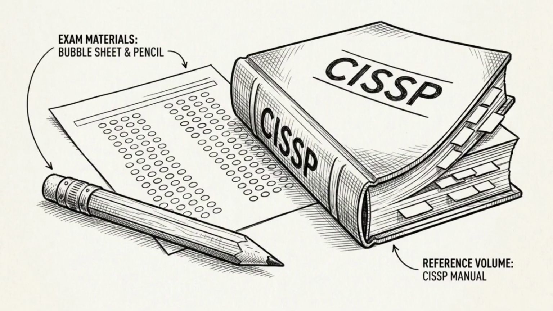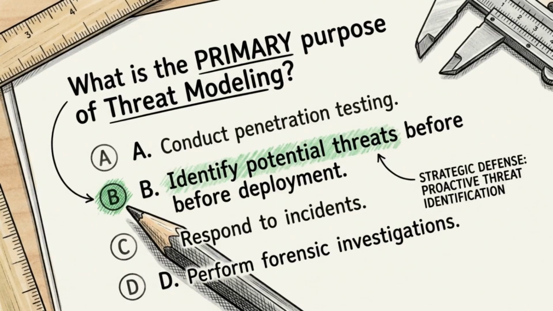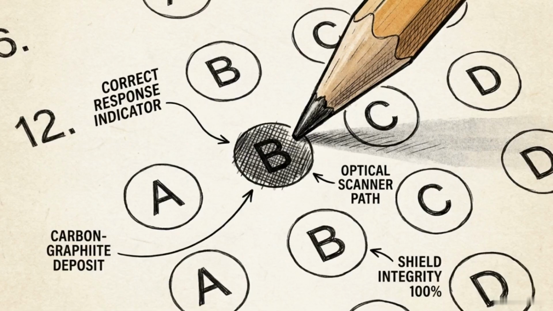Let's test this conceptual understanding against a formal CISSP exam standard. What's the primary purpose of threat modeling? A. Conduct penetration testing. B. Identify potential threats before deployment. C. Respond to incidents. D. Perform forensic investigations. The correct answer is B.